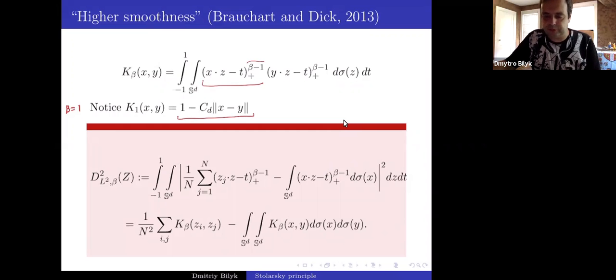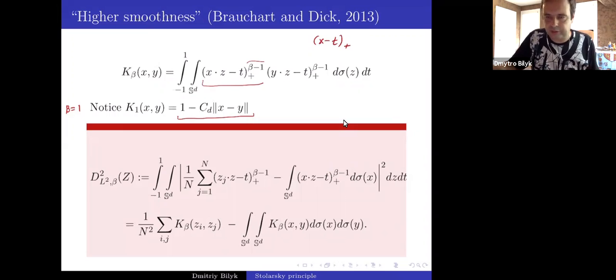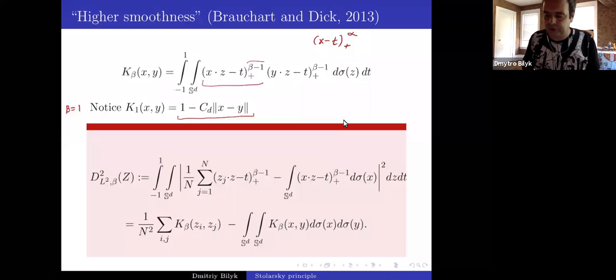I don't want to go into full details, but if you just do things on an interval, imagine that you're not on the sphere, but on an interval, and you consider functions of the type x minus t plus. If you consider a kernel like this, it corresponds to integrating just once if you pair another function with it. If you put a power here, that corresponds to integrating several times. You can integrate by parts, and this would correspond to integrating several times. So this is a natural reproducing kernel for Sobolev spaces on the interval.